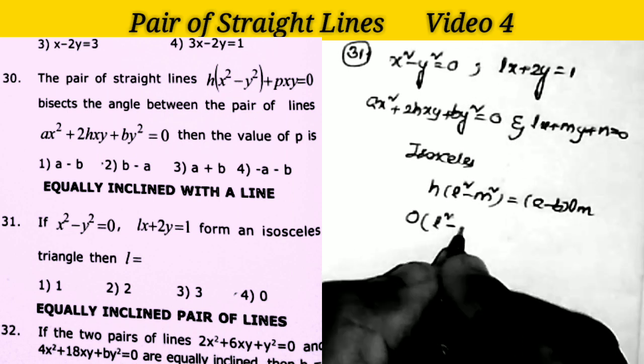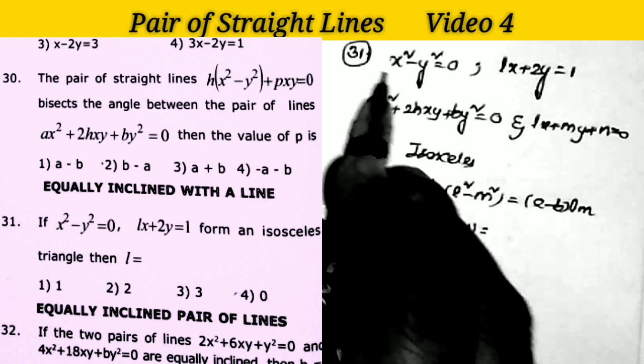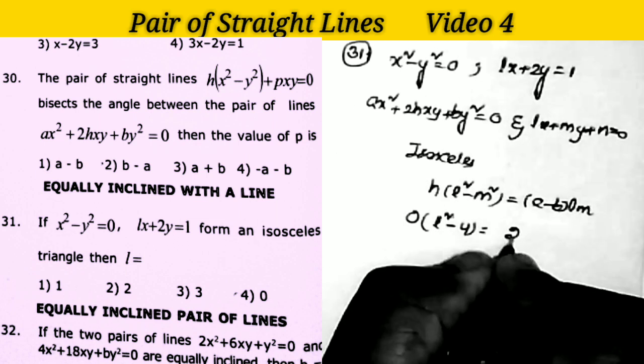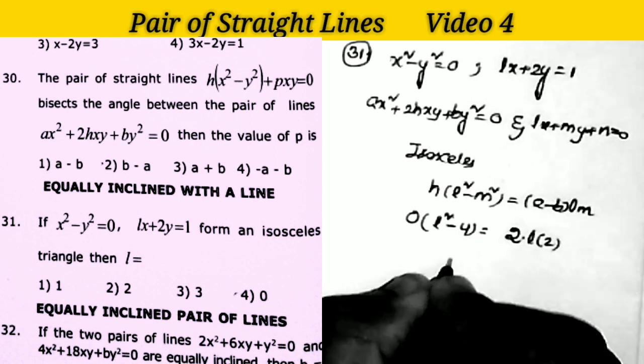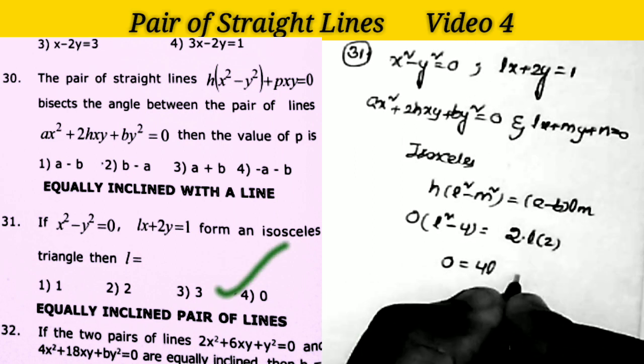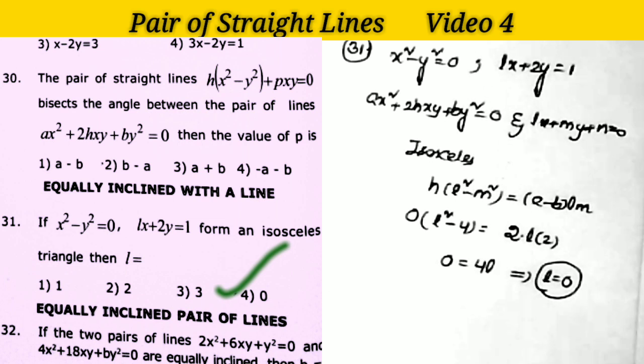That is, l square minus 4 is equal to a minus b, that is 1 minus of minus 1, 1 plus 1, 2, into lm, that is l into 2, that is 0 is equal to 4l. Therefore the value of l is equal to 0. That's all. l is equal to 0 means the last option.